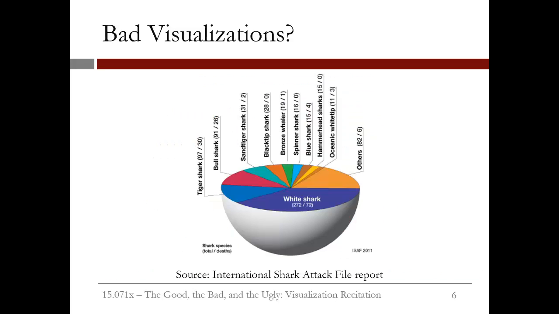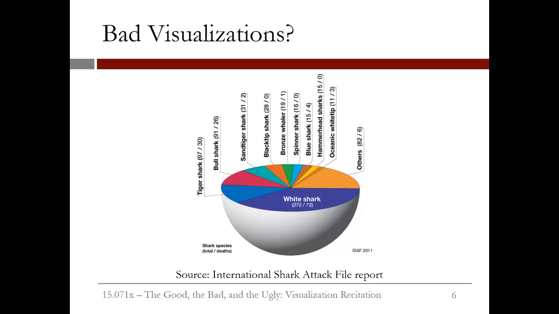Our next pie chart has its own share of problems. This is a plot of how many shark attacks have been attributed to each type of shark. Firstly, the pie chart is for some reason plotted on a hemisphere, a graphical effect that adds nothing, but has the effect of vertically compressing the pie chart.